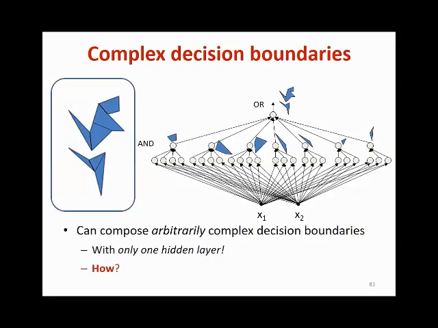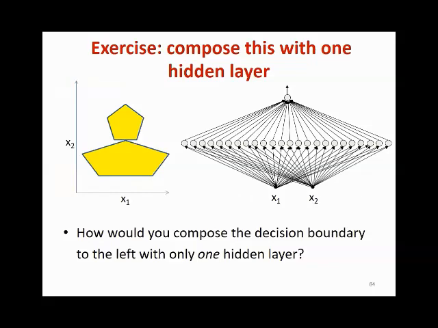But now this circuit actually has 2 hidden layers. Can I do this using only one hidden layer? Or to be more explicit, suppose I want to construct this decision boundary, which is a double pentagon. How can I do it using just one hidden layer, a network of this kind? Does anybody want to take a guess? Any answers? Okay, I'll run out of time, so I'm going to show you how.